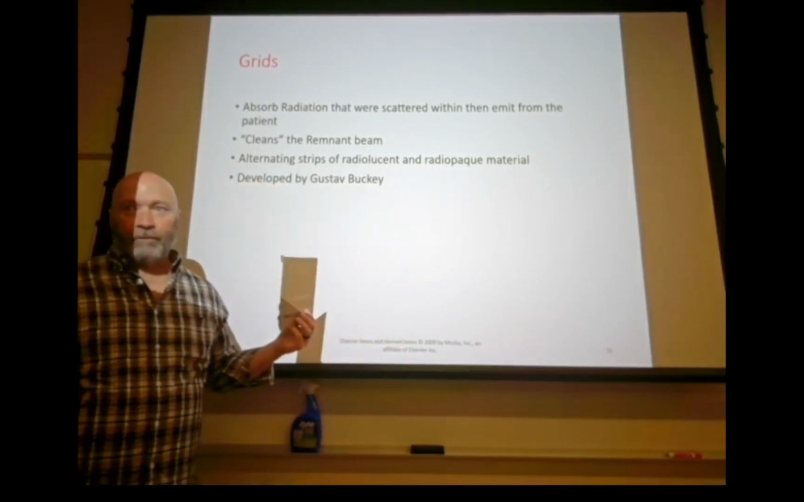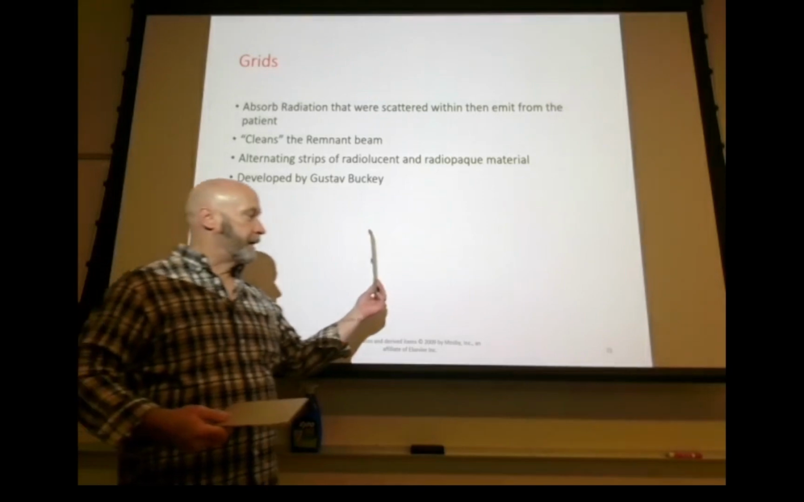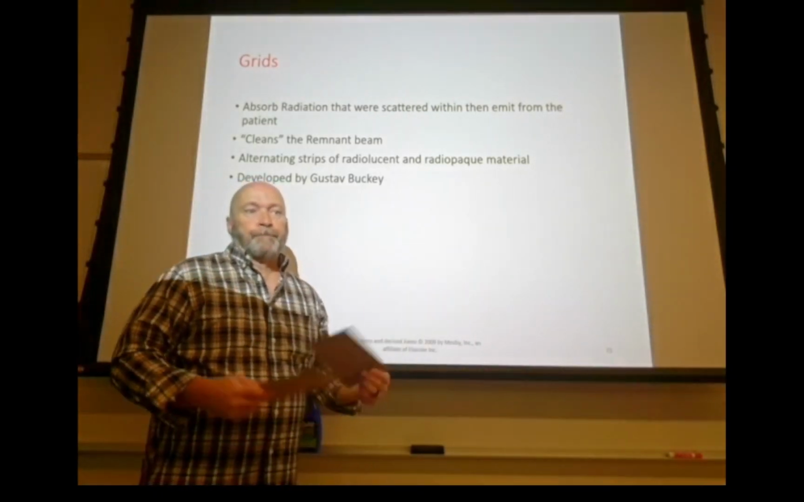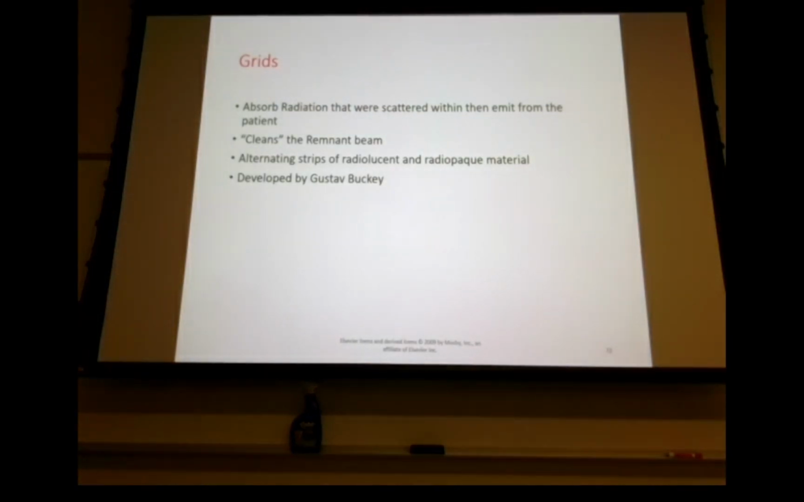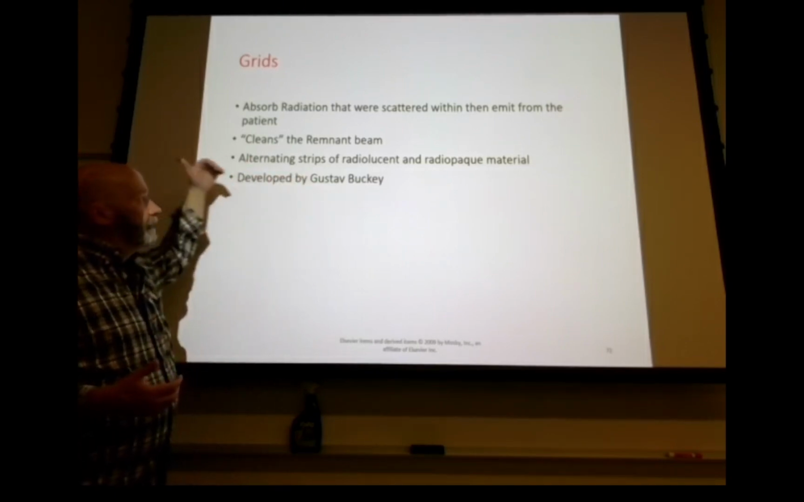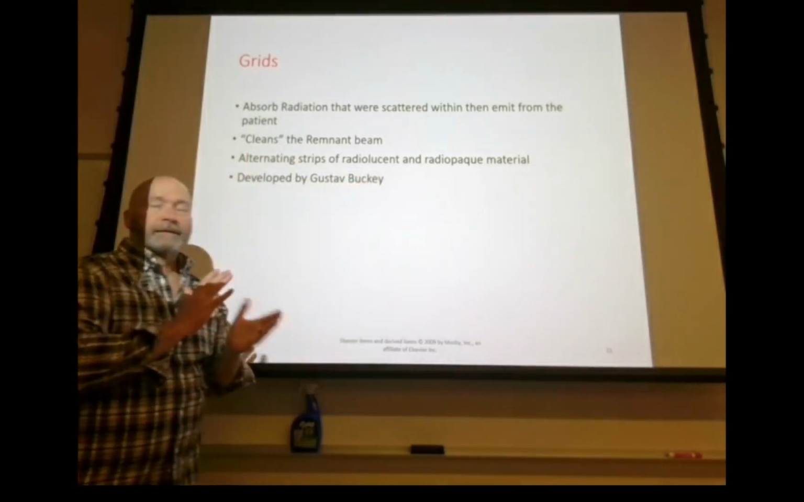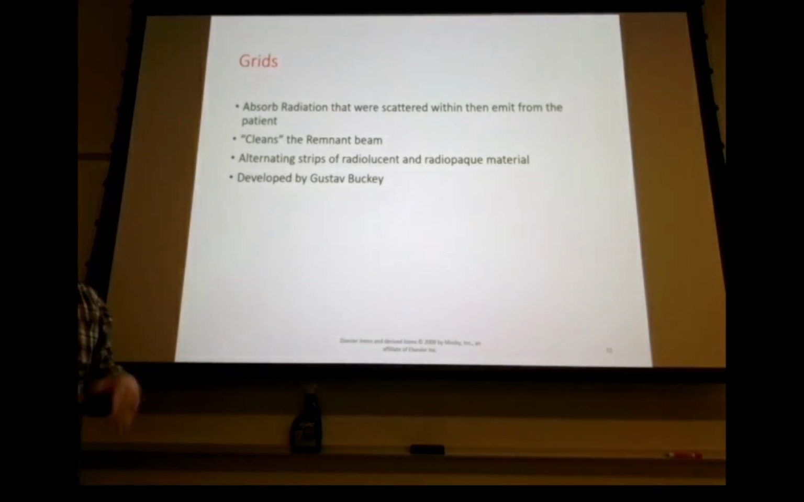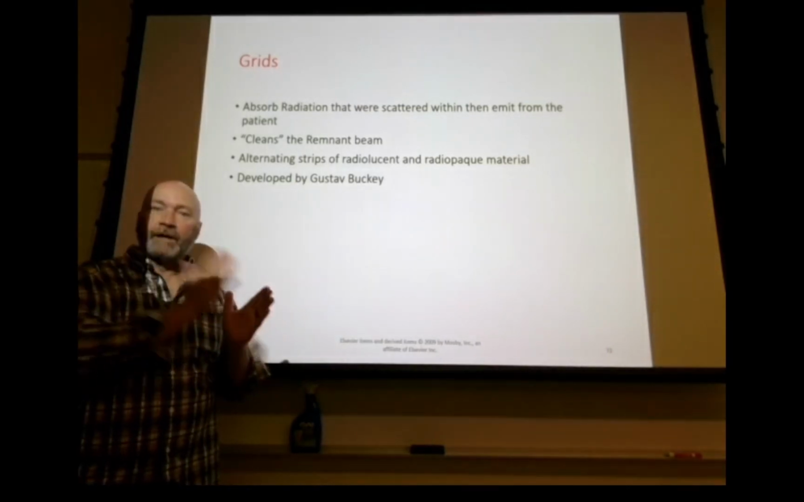And if you have a high enough resolution monitor with the ability to magnify up, you can actually see the lead strips. Typically, you don't see them all that much because they're very, very thin. So the purpose for the grid is to clean up the remnant beam, remove as much of the scatter radiation as possible. And the construction is strips of lead or some sort of very radiopaque material with something that is less radiopaque in between them. So they're alternating strips of very radiopaque versus not so radiopaque.